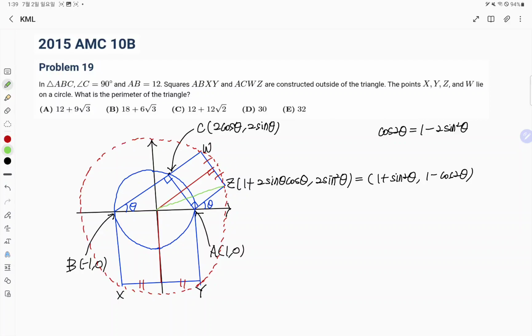So that means the distance from the center to Z is equal to the distance from the center to Y. They are both the radius of the big circle. And Y's coordinate is 1 and minus 2, because the side length of the big square is 2. That means the radius of the big circle is square root of 5.